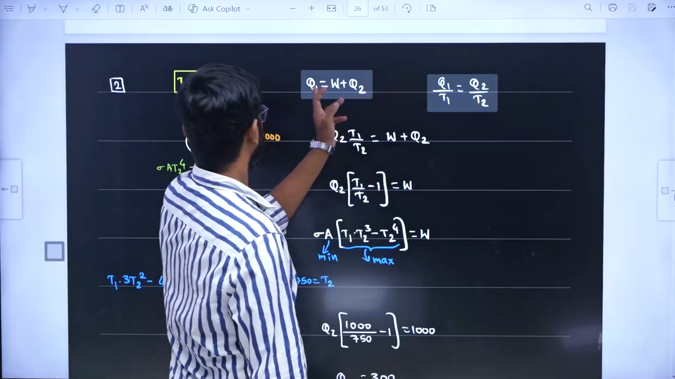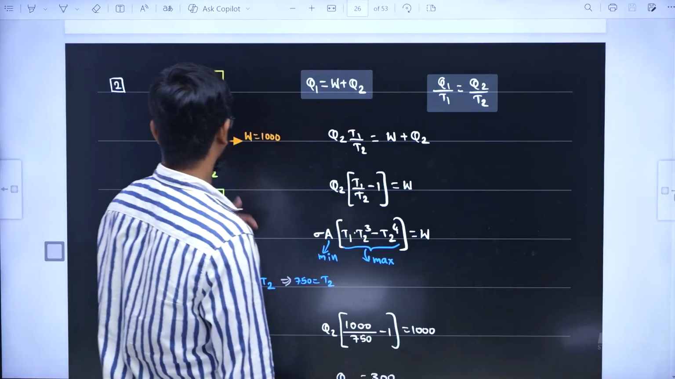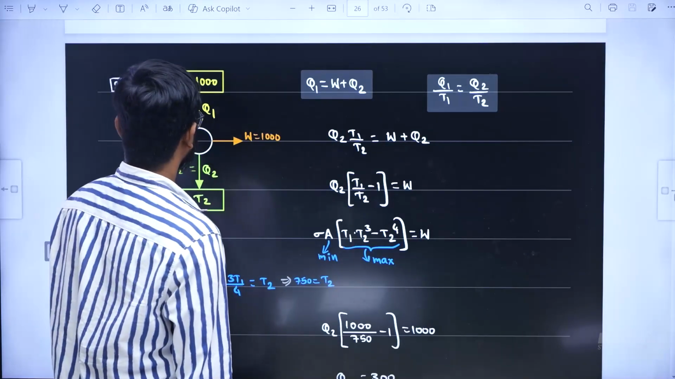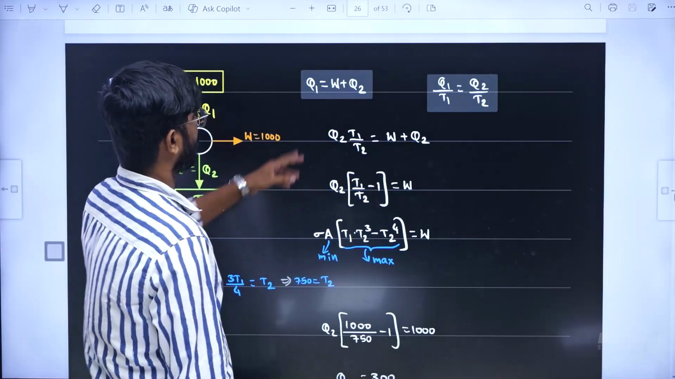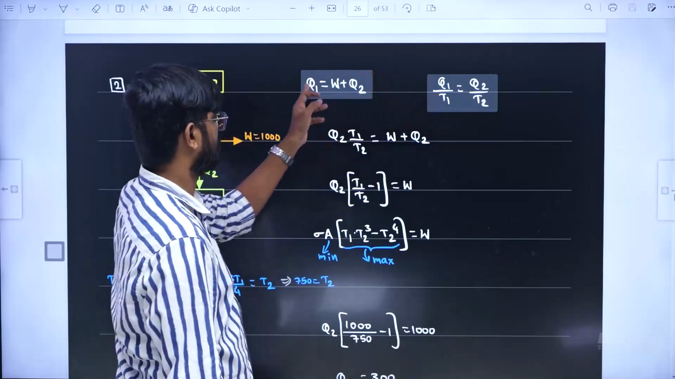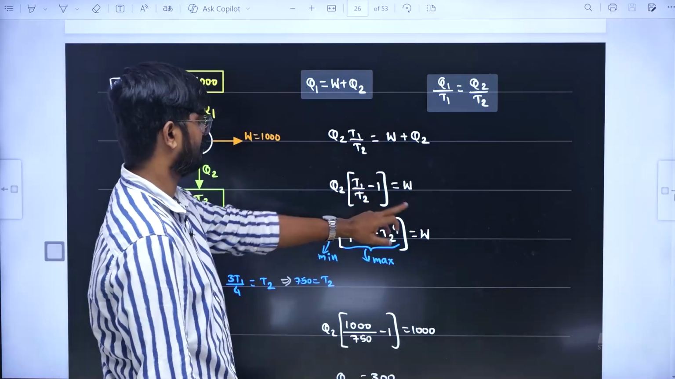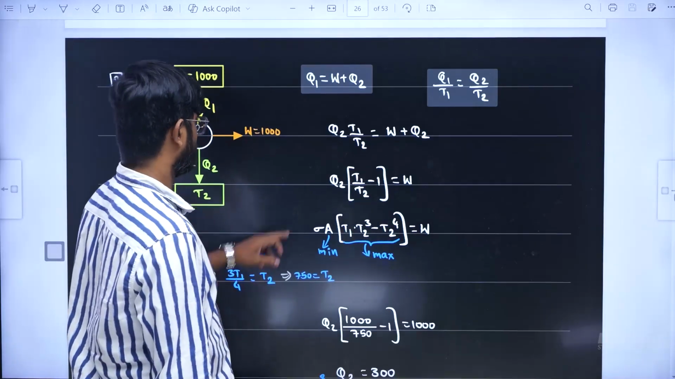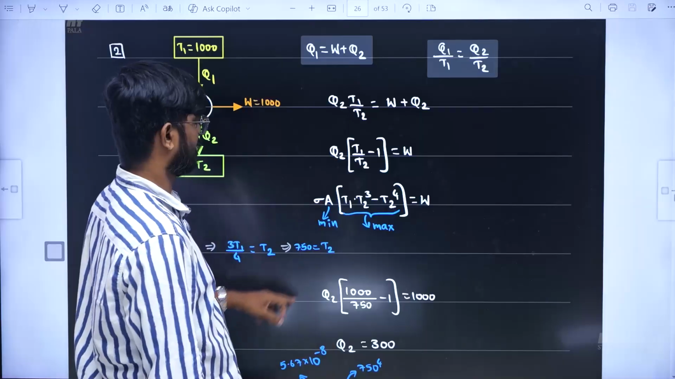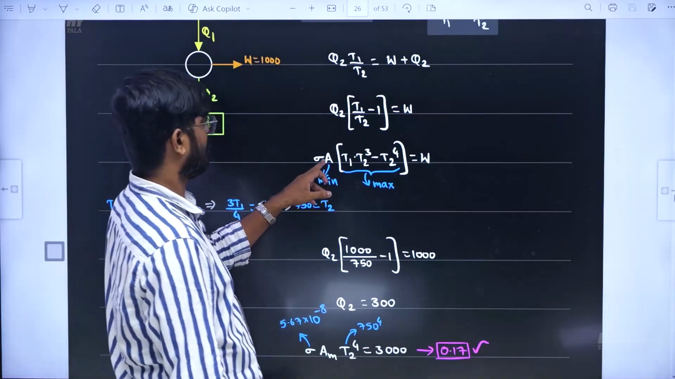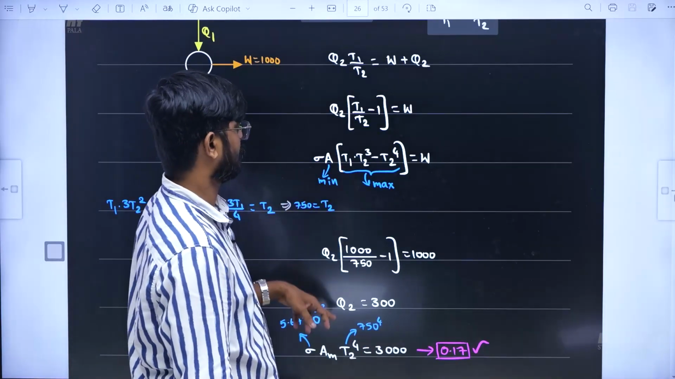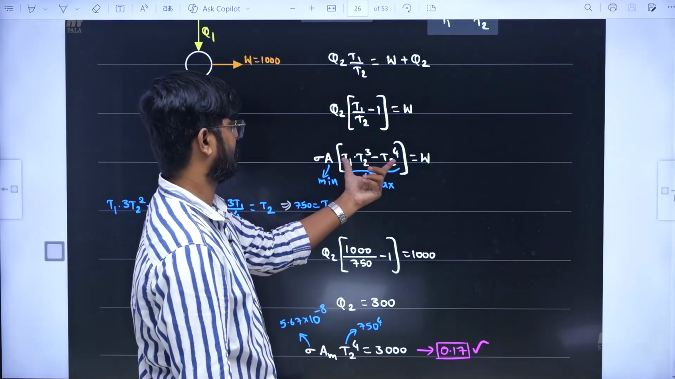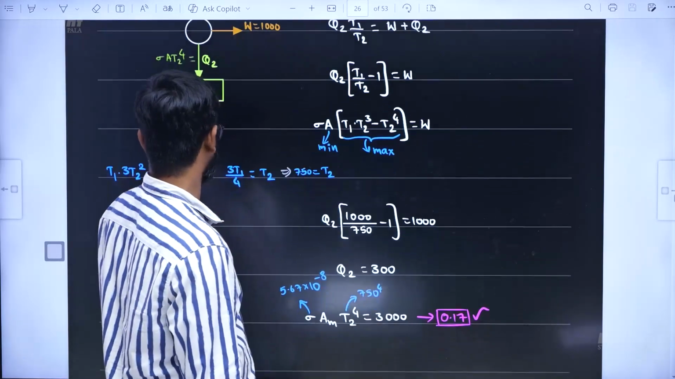Then you will be utilizing both the information. You want to write Q2; Q1 was not known, so you want to eliminate Q1. So, you find Q1 from here, substitute here, then you will be getting Q2 in terms of W. Now, Q2 was this thing. So, when you substitute it back, you can see the two unknowns are A and T2. So, if this has to be minima, this has to be maxima. This will become maximum when its first differentiation is 0.